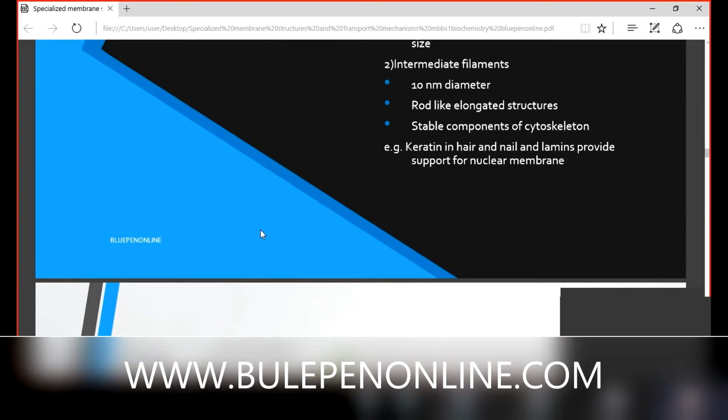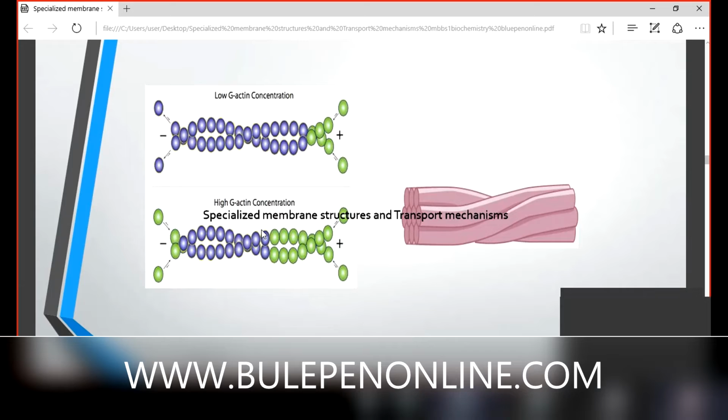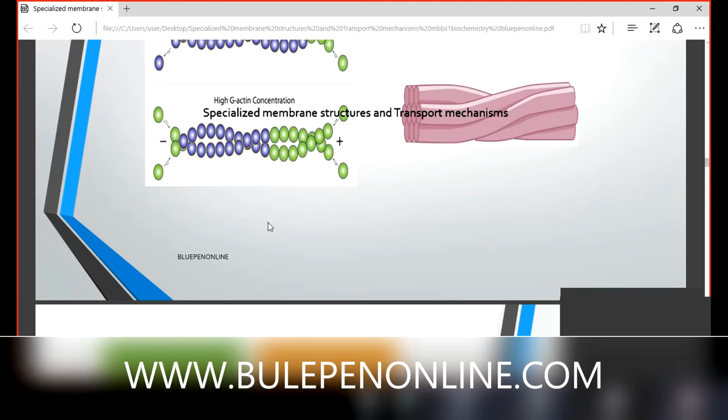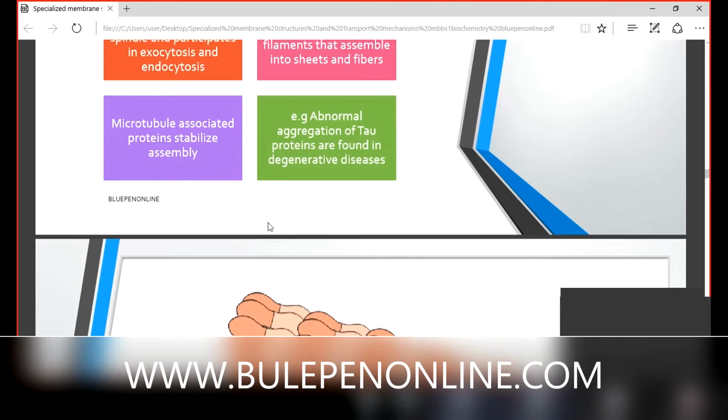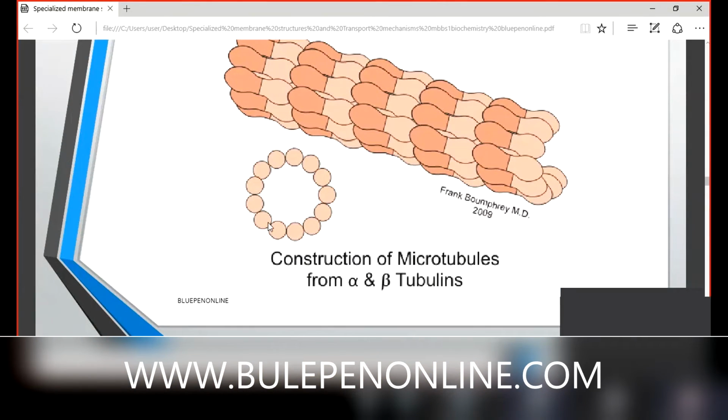Okay, rod-like. Example for intermediate filaments? Keratin in hair. Hair and nail. Okay, then one more protein. Lamins, that is present, that provides support for the nuclear membrane. Okay, very good. In protein classification, which type of protein is keratin? Structural protein. Okay, very good.